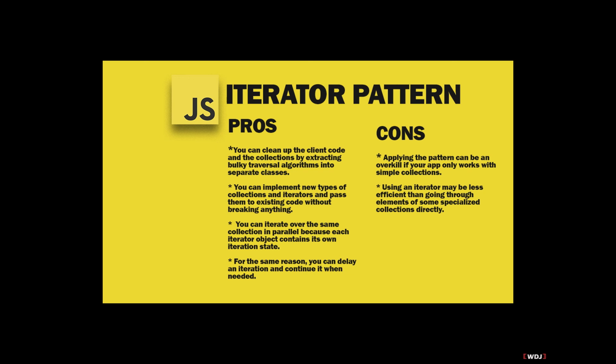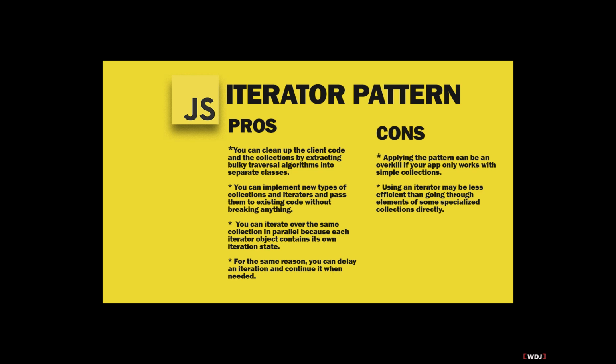The pros: you can clean up the client code and the collections by extracting bulky traversal algorithms into separate classes. You can implement new types of collections and iterators and pass them to existing code without breaking anything. You can iterate over the same collection in parallel because each iterator object contains its own iterator state.